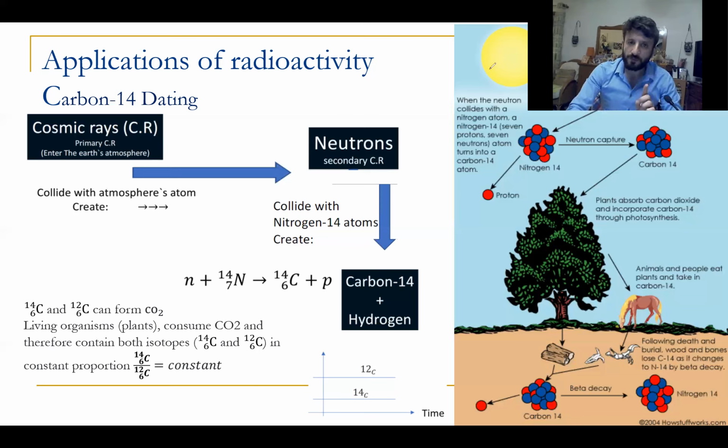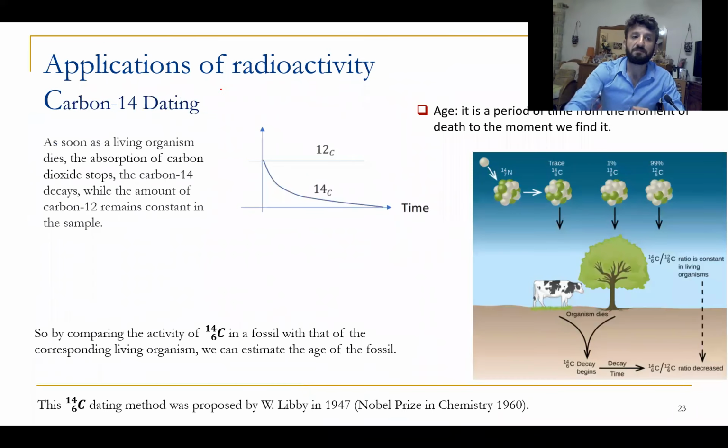And we have to know these living organisms have a constant proportion of C14 divided by C12. The quantity of C14 divided by C12 is a constant value. Okay, now we are talking about the time when the organisms are alive. Now we go to the next step.